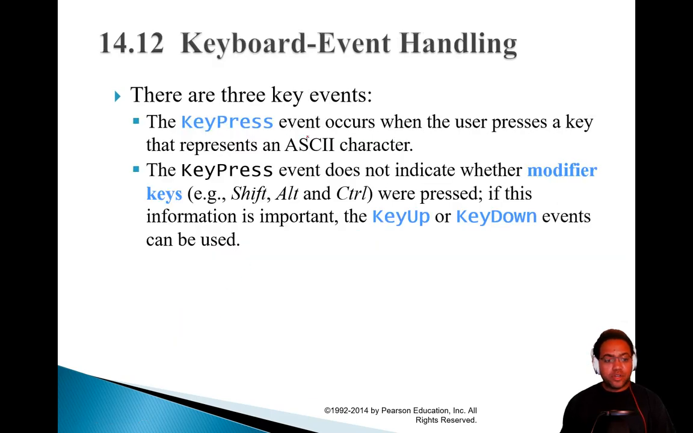So the key press event occurs when the user presses a key that represents an ASCII character. The key press event does not indicate whether modifier keys were pressed. If this information is important, the key up or key down events can be used. Key up and key down are very important. So you had the numeric up down that controlled what numbers or what characters were added to the text box.